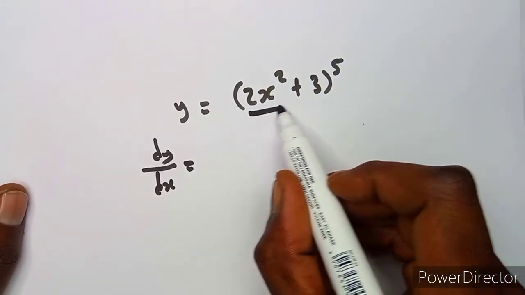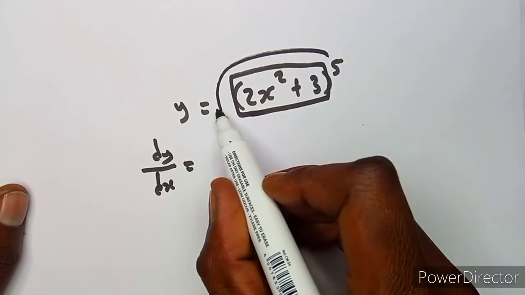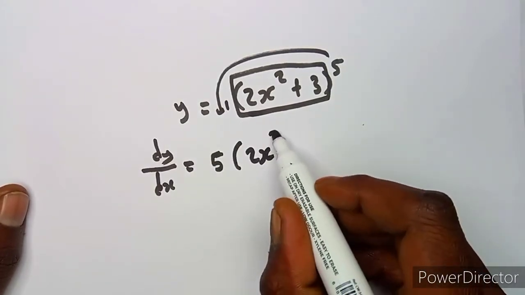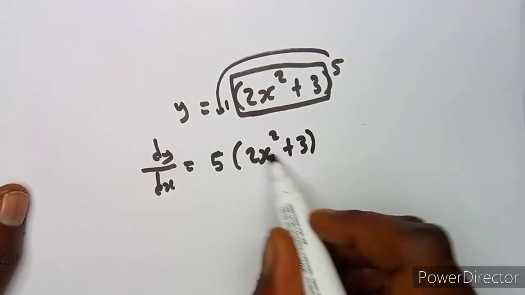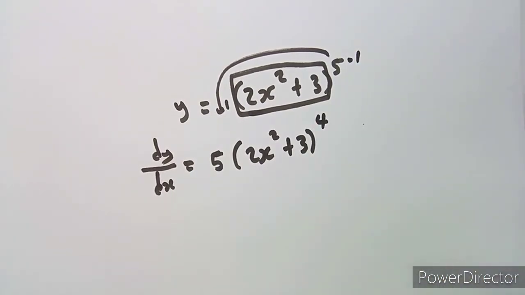The derivative of the bracket here is going to be 5 times 1, because there's a 1 here, which is 5 into (2x squared plus 3). This repeats as it is. Then we subtract 1 on the exponent, which gives a 4. That's the derivative of the whole bracket, everything.